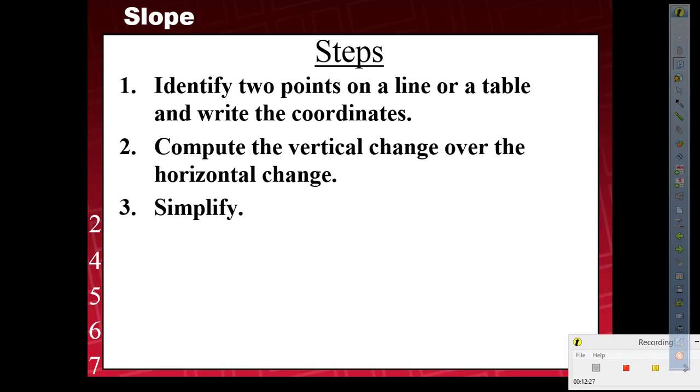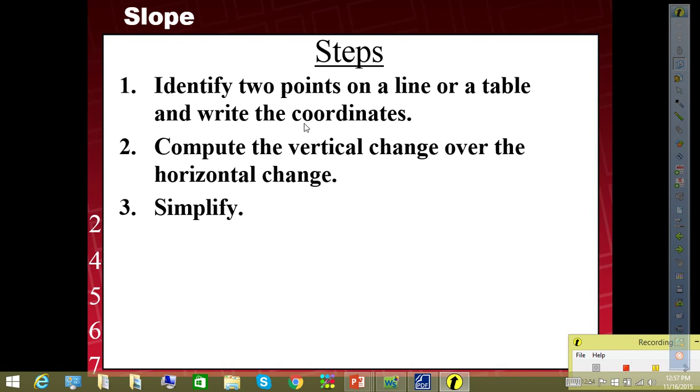Step 1, identify 2 points on a line or a table and write the coordinates. Step 2, compute the vertical change over the horizontal change. And step 3, simplify. Copy those, please. So, once again, 3 basic steps where you identify 2 points on the line or a table, write the coordinates, compute the vertical change over the horizontal change, and simplify.